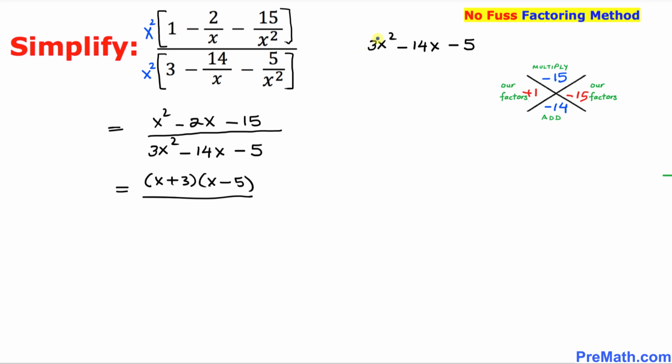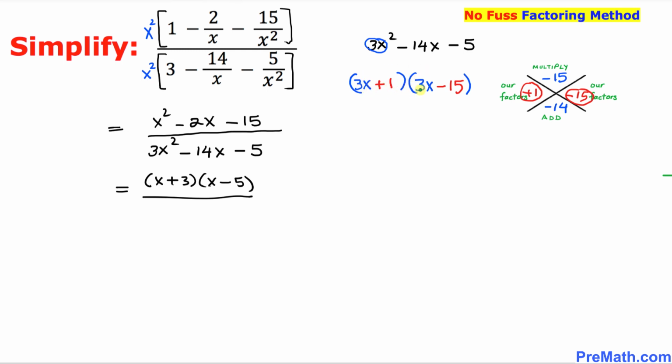And here is our next step. Let's focus on this 3x part. Don't worry about this exponent, only 3x. We are going to put two parentheses, and I'm going to put 3x over here and 3x over here. We also found out that our factors are positive 1 and negative 15. So positive 1 is going to come in the first parentheses and negative 15 is going to come in the second parentheses.